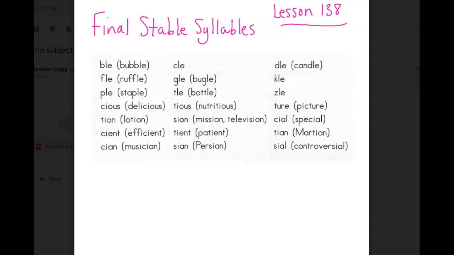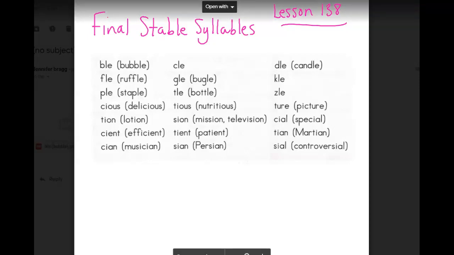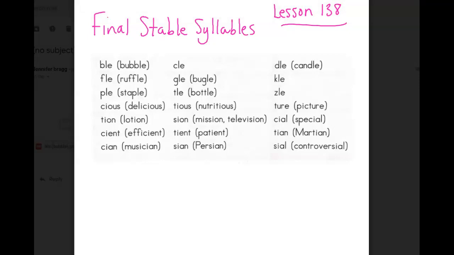S-I-O-N, like mission or television. T-I-E-N-T, patient. S-I-A-N, Persian. D-L-E, candle. Then we have K-L-E, Z-L-E. Next, T-U-R-E, as in picture. C-I-A-L, special. T-I-A-N, Martian. And S-I-A-L, controversial.